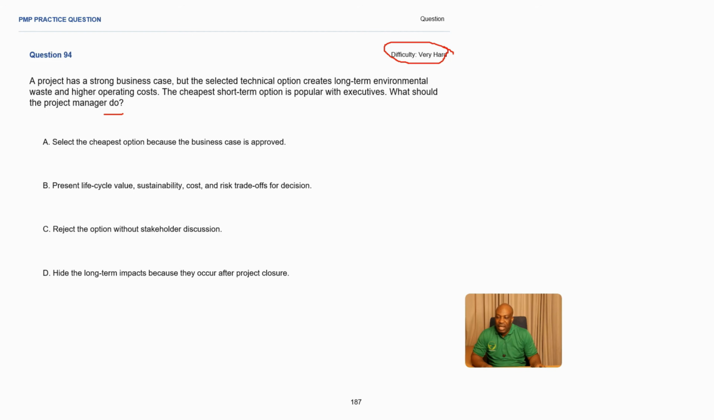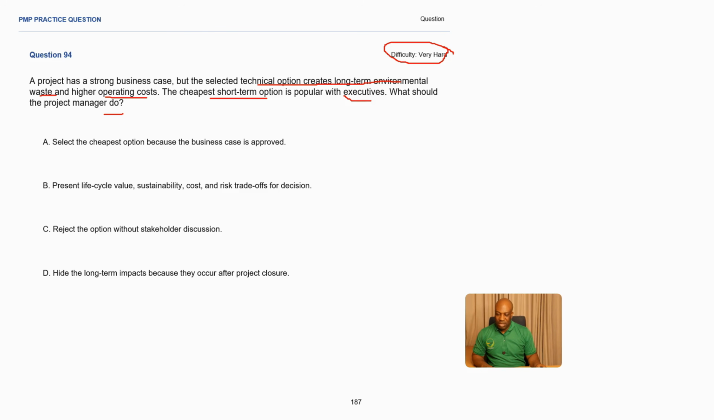A project has a strong business case. We want to build our problem statement here. But the selected technical option is creating long-term environmental waste and a higher operational cost. The cheapest short-term option is popular with executives. What should the project manager do? Okay, so let's go through the answers now.